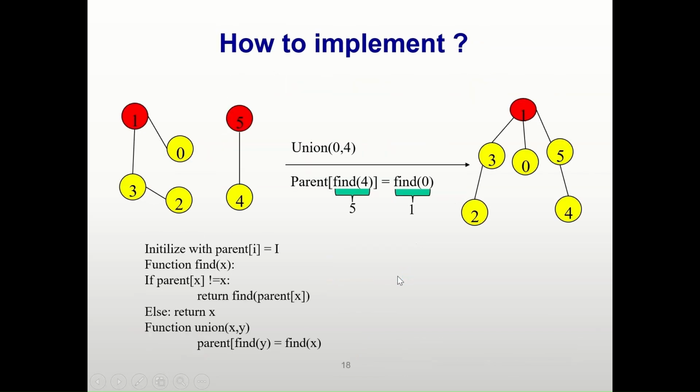How to implement this? Here's how we implement these operations. Each element has a parent pointer. Initially, each node is its own parent. The find function traverses parent links until it finds the root element. That's the set representative. The union function merges two sets by making one root the parent of the other. In this example, we perform union of 0, 4. So both 0 and 4 end up in the same set.